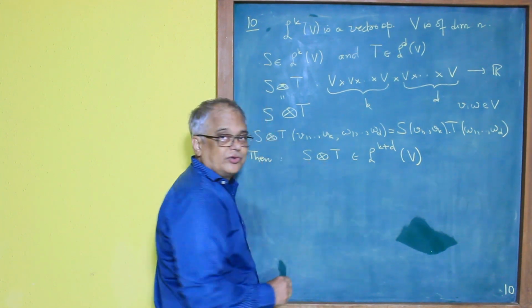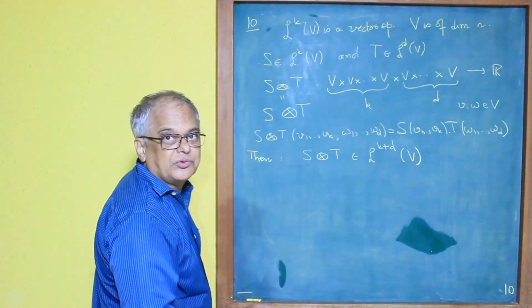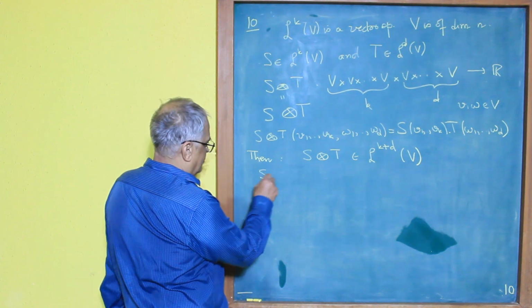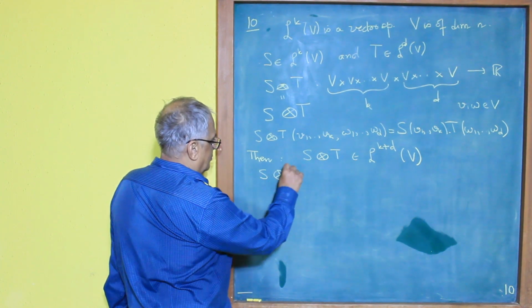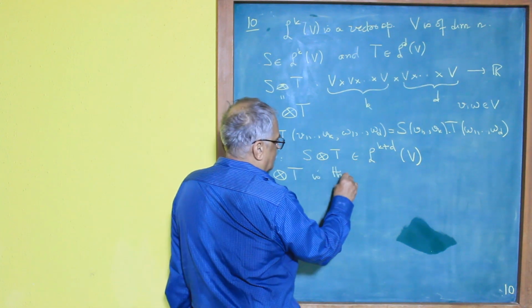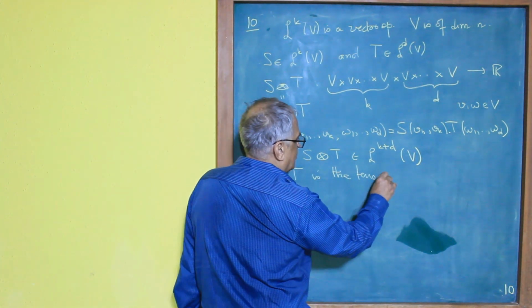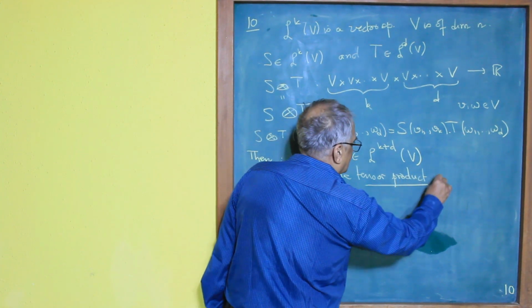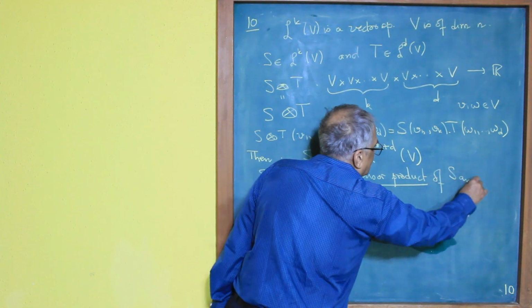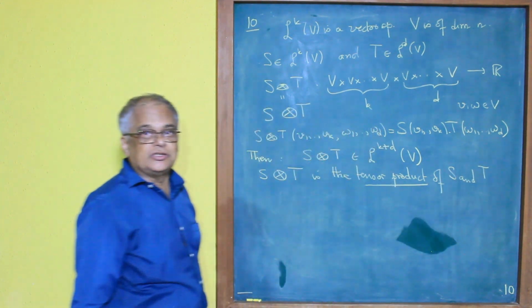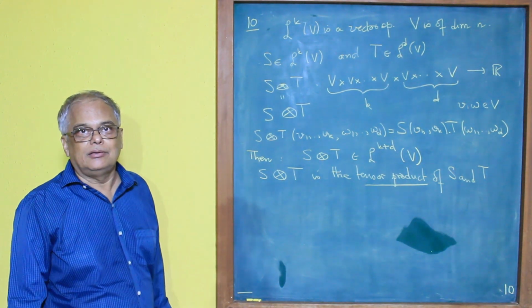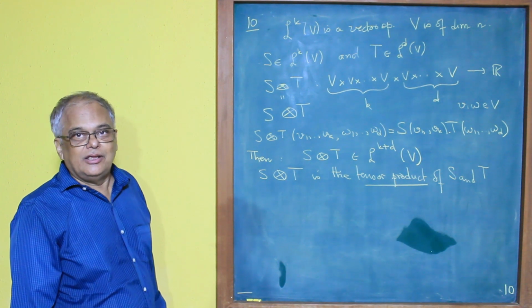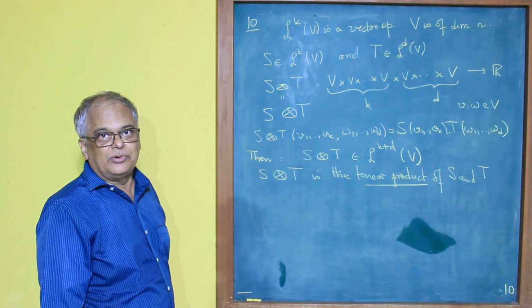So this quantity has a name given to it. This quantity is called the tensor product of S and T. So the tensor product of an element in Lk, a K multilinear map, and an element in LD, that is a D multilinear map, is a K plus D multilinear map on V.